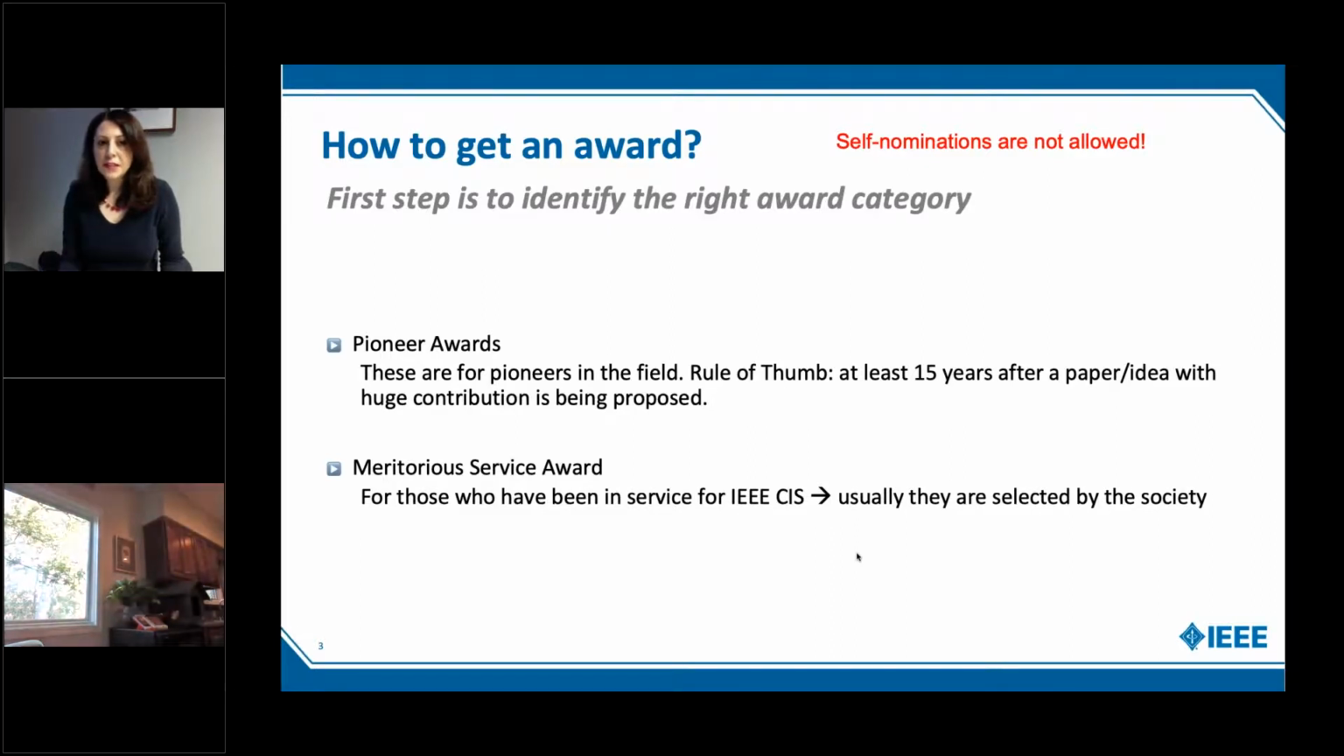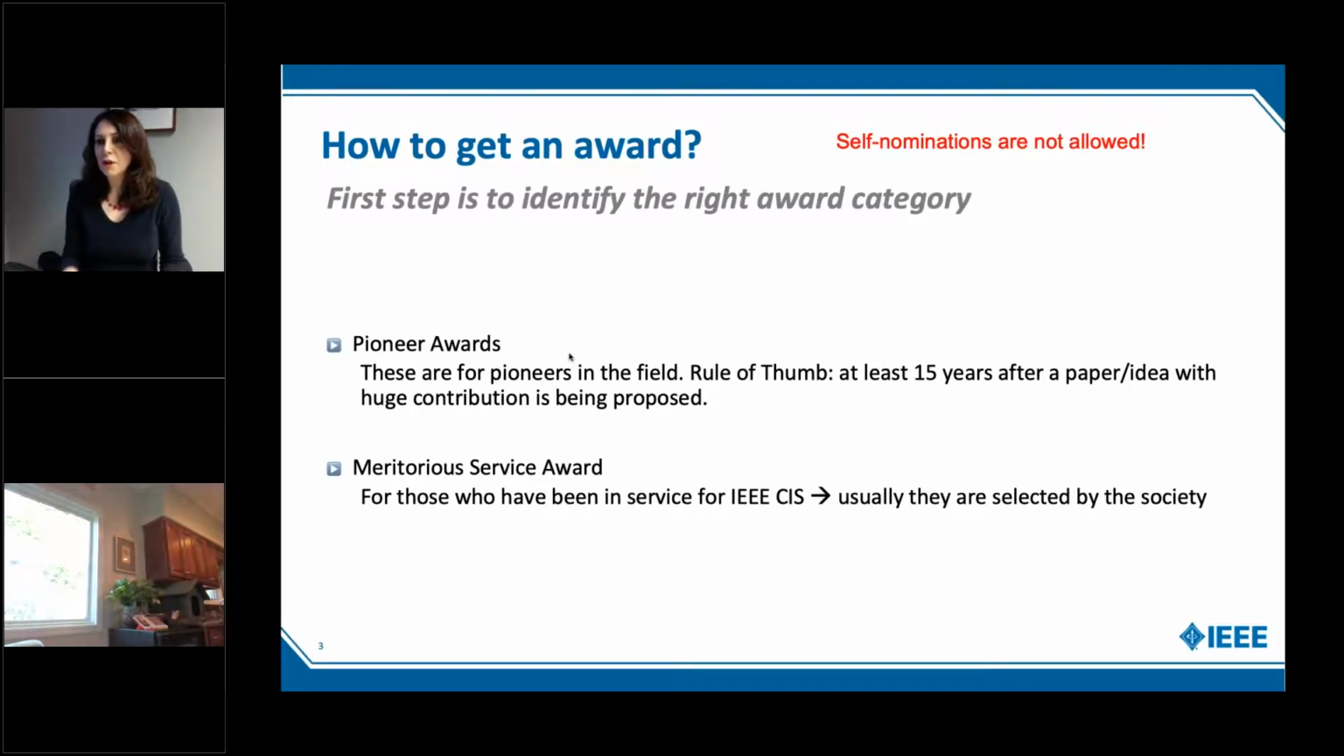First of all is to identify the right award category. And I have noted here in red that self-nominations are not allowed, and I will tell you why and how you can do it. But first, let's go through the categories one by one. Well, the Pioneer Awards for all the three topics in computational intelligence society, well, these are for people who are pioneers. And there's a rule of thumb, at least 15 years after a paper or an idea has been published and has shown a huge contribution, then we could nominate that person as a pioneer. And I will let you know later, there are also other aspects.